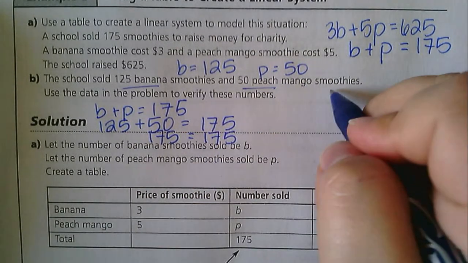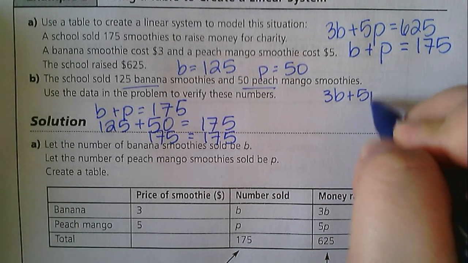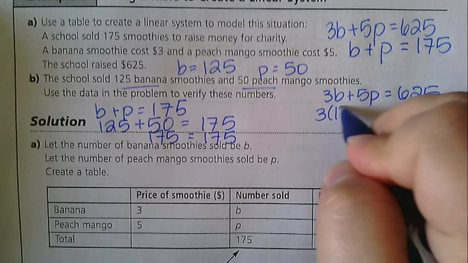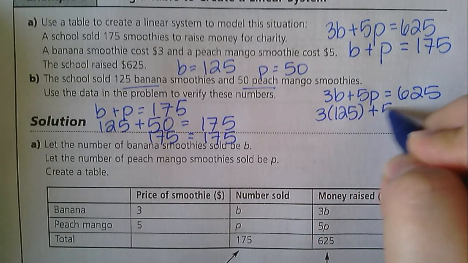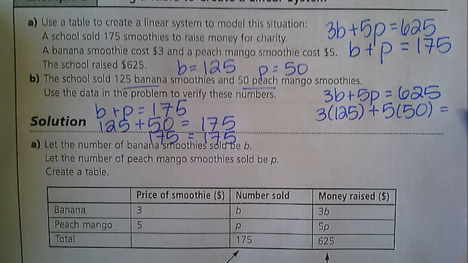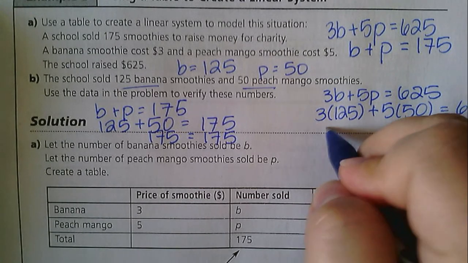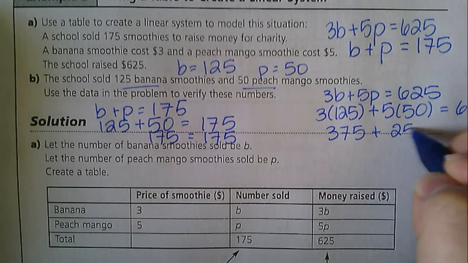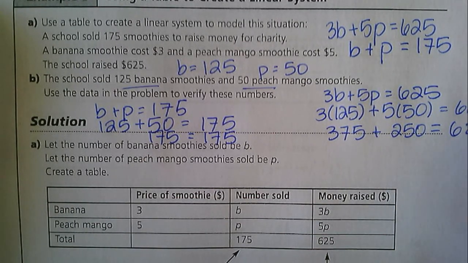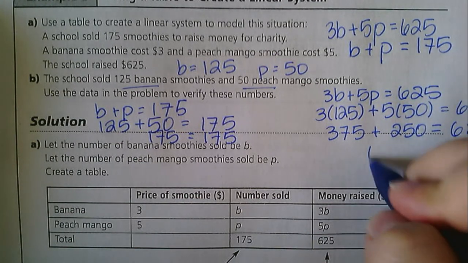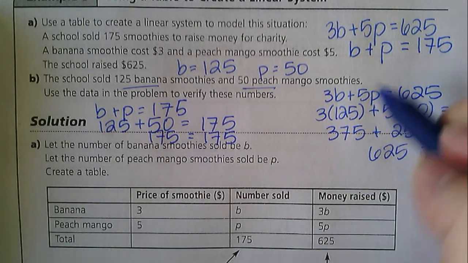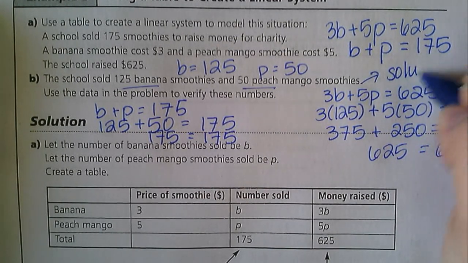Let's try the other equation. 3B plus 5P equals 625. So let's substitute those numbers in. 3 times 125 plus 5 times 50 equals 625. 3 times 125 is 375, plus 5 times 50 is 250. And if we add those two numbers up, 625 equals 625. So we could say the solution is correct.